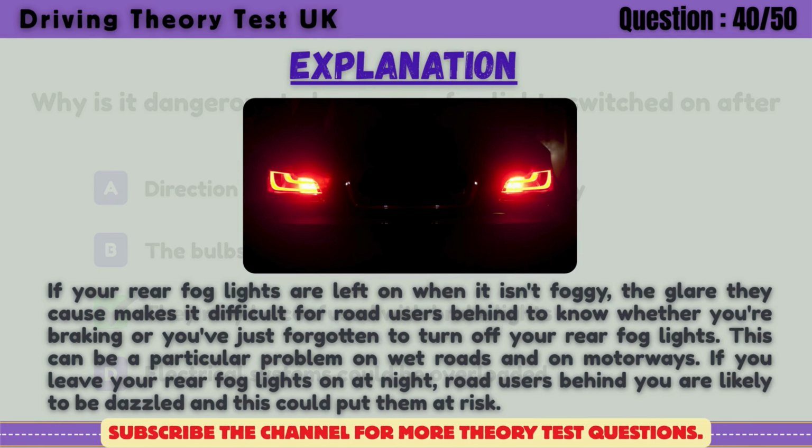If your rear fog lights are left on when it isn't foggy, the glare they cause makes it difficult for road users behind to know whether you're braking or you've just forgotten to turn off your rear fog lights. This can be a particular problem on wet roads and on motorways. If you leave your rear fog lights on at night, road users behind you are likely to be dazzled and this could put them at risk.